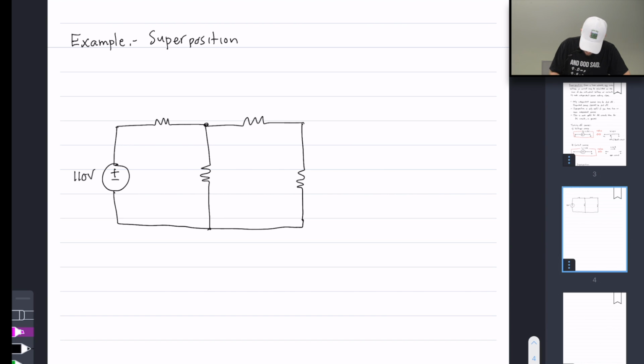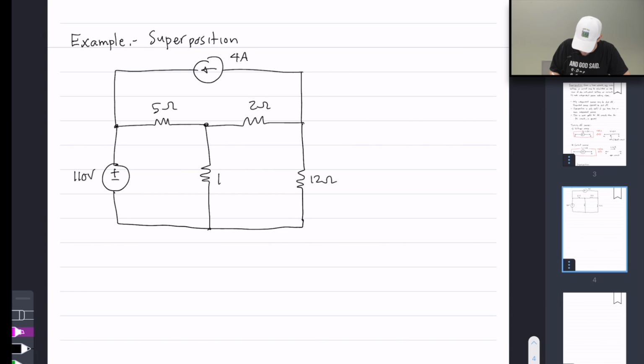And the second source is at the very top port of the circuit, like this. It is not a voltage source, it is a current source, providing us with 4 amps worth of current that way. Now, this is a 5 ohm resistor. We have a 2 ohm resistor there, a 12 ohm resistor, and lastly, a 10 ohm resistor.